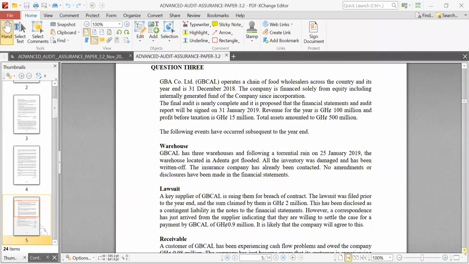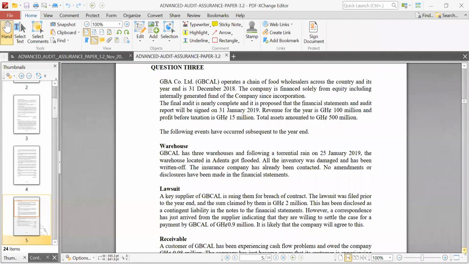Warehouse. GB Cal has 3 warehouses. Following a torrential rain on 25th January 2019, the warehouse located in Adenta got flooded. All the inventory was damaged and has been written off. The insurance company has already been contacted. No amendment or disclosure has been made in the financial statement.